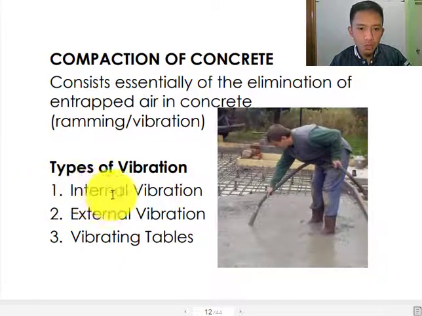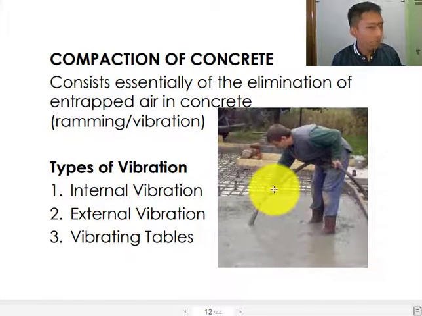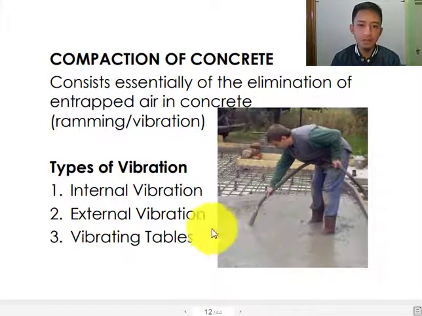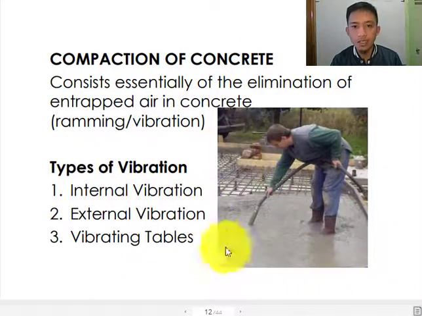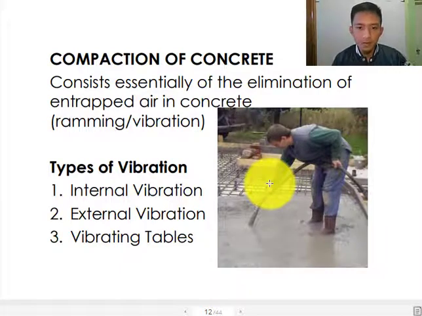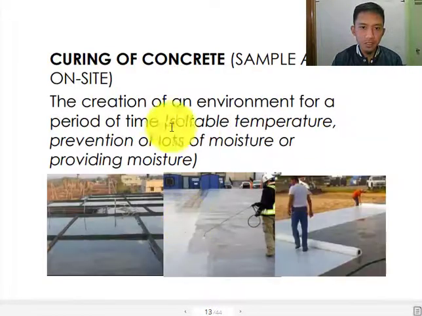Then what we will be using is internal vibration, just like this one. You are doing the actual vibration on the mix itself. So internal vibration, and then external vibration, that is using a vibrator attached on the forms, or by ramming. Okay, using a hammer on the corners or on the sides of the form. So that is compaction of concrete.